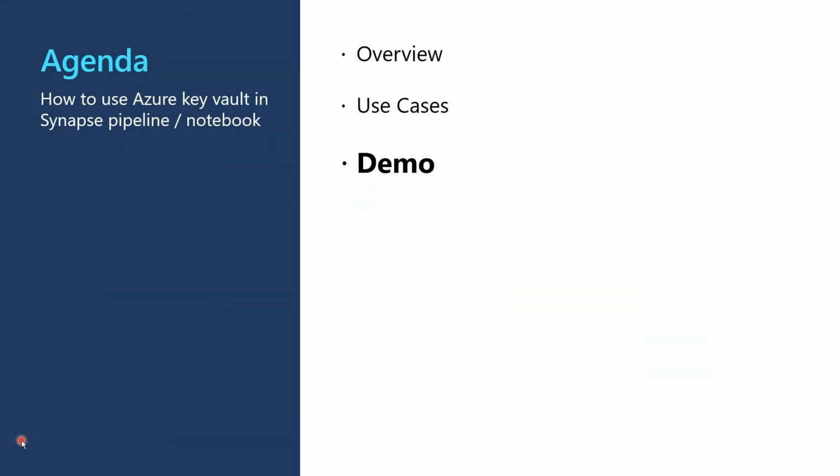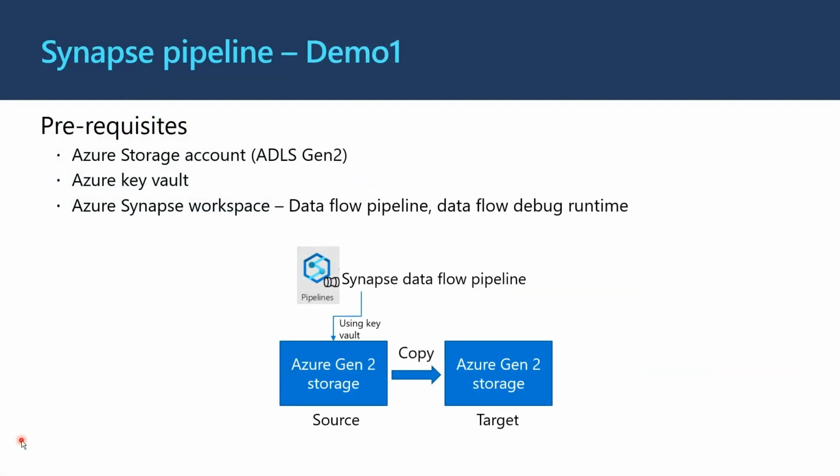Let's talk about the demo. In demo 1, I'm going to talk about how to use Azure Key Vault as part of your Synapse data flow pipeline. I want to explain the use case a little bit before we see it in action. I have set up a Synapse data flow pipeline, which is copying the data from one data lake storage account to another storage account. This Synapse data flow pipeline accesses the data lake storage source using the storage account keys stored in Azure Key Vault. Let's see it in action.